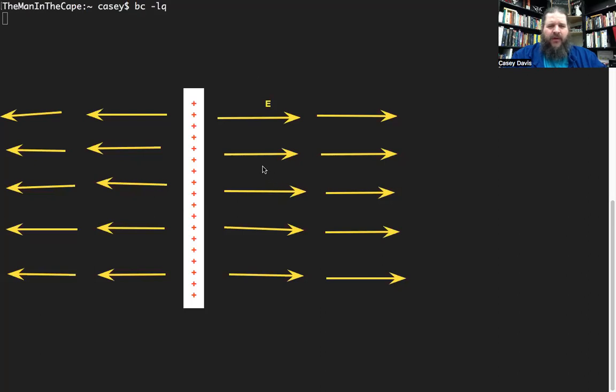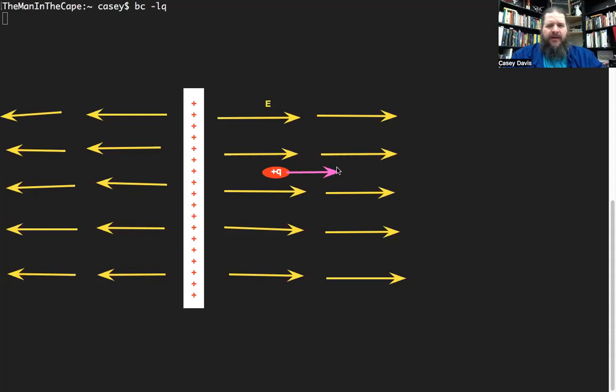Let's say we had a small charged object right here. Let's say positively charged. Small positively charged test object here. That's going to experience a force in which direction? The same direction as the electric field, which in this case would be to the right.